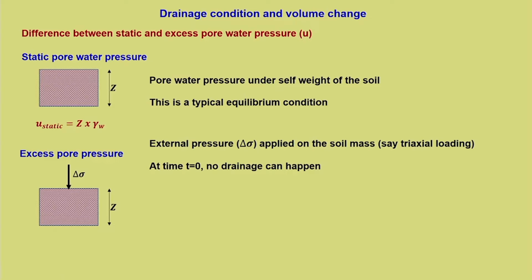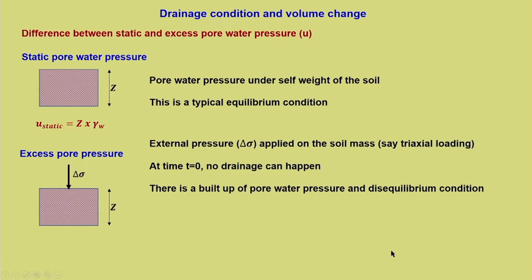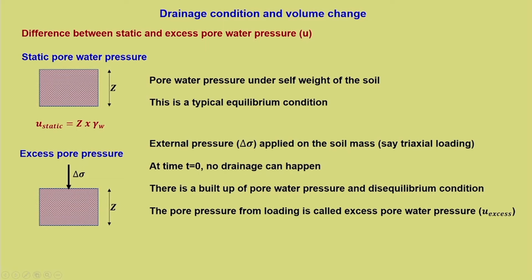Now, what is the result of no drainage? There is a build up of pore water pressure and there is a disequilibrium condition. So, delta sigma is entirely taken up by the water. So, pore water pressure increases by the same amount of delta sigma at time t equal to 0. The pore pressure from loading is called excess pore water pressure, U_XS. Now, this excess pore water pressure makes all the difference in soil behavior with respect to its stress strain as well as shear strength behavior.